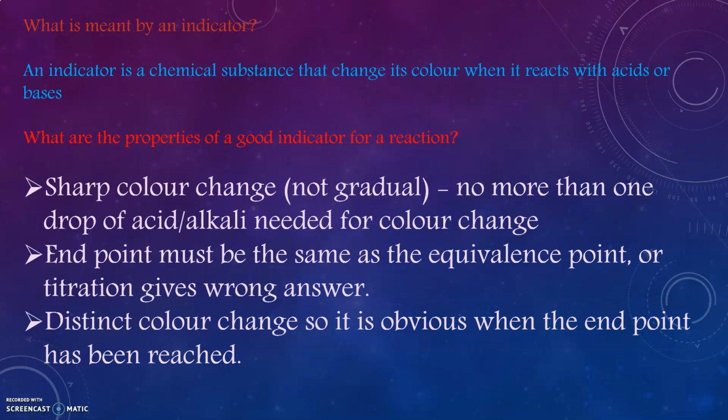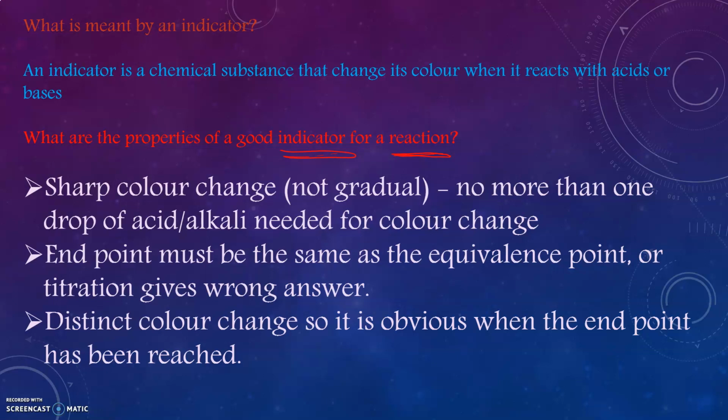Okay, this you have studied a very long time ago. What is meant by an indicator? An indicator is a chemical substance that changes its color when it reacts with acid or base. That's a general definition of indicators. But just a minute ago we said that we have to use the correct indicator, the suitable indicator for the reaction. So what are the properties of a good indicator for the reaction? How can you tell this is the suitable indicator?